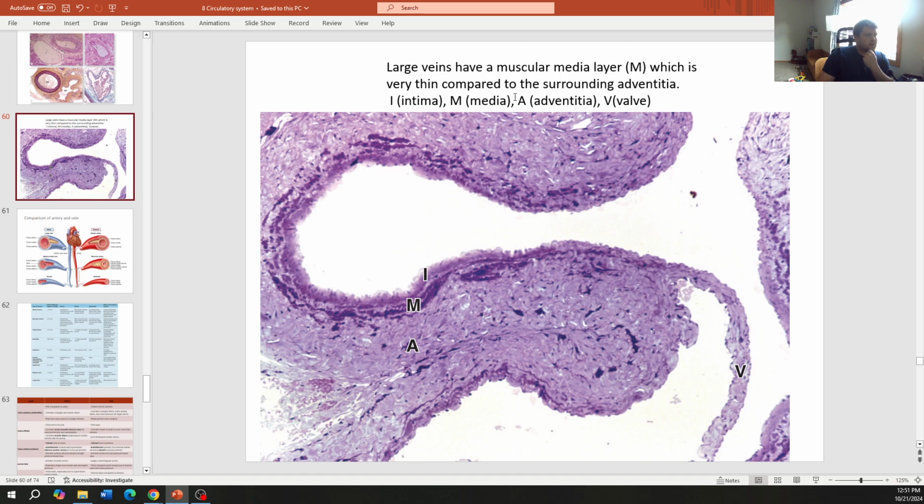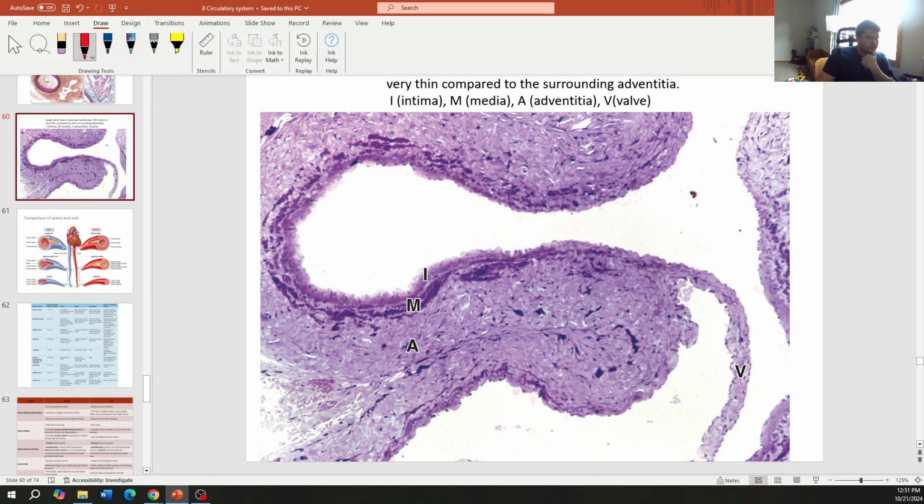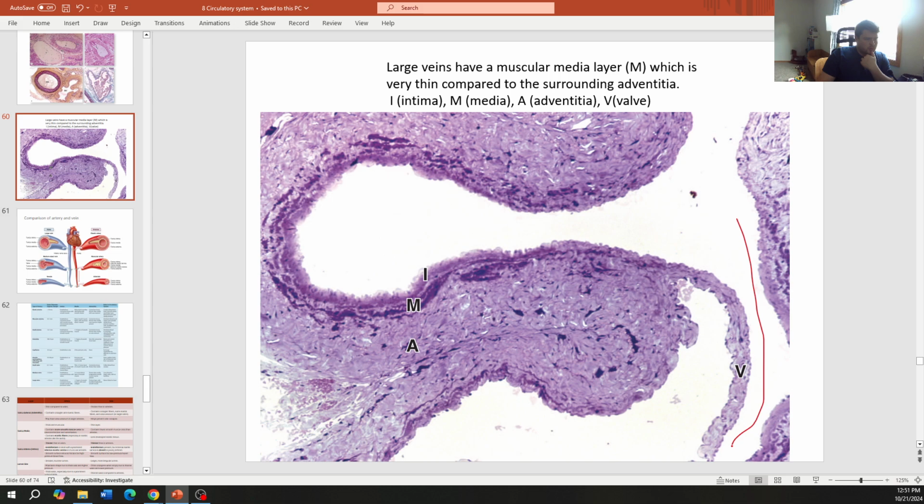Large veins do have a muscular media layer, the tunica media, but it's still very thin compared to the surrounding adventitia. So here we have the intima, the media, and the adventitia again. This right here is an example of one of those valves where it'll let blood through. The blood most likely is going this way. I can't see the full picture, but blood's probably coming this way, and then it prevents backflow this way.